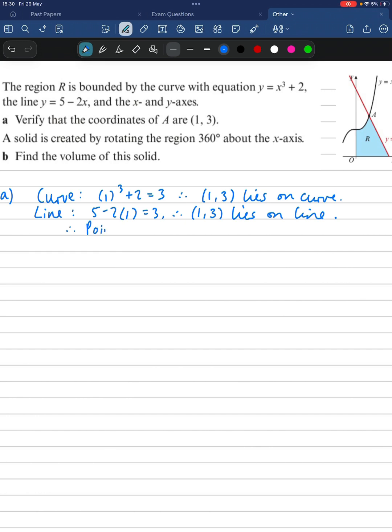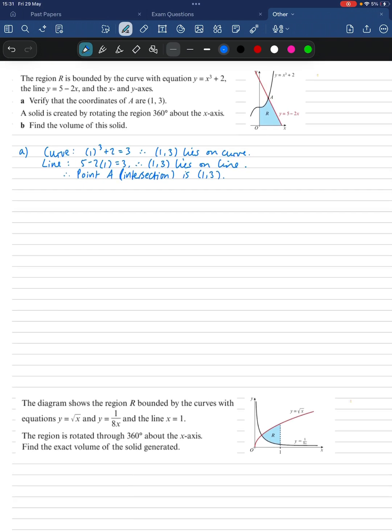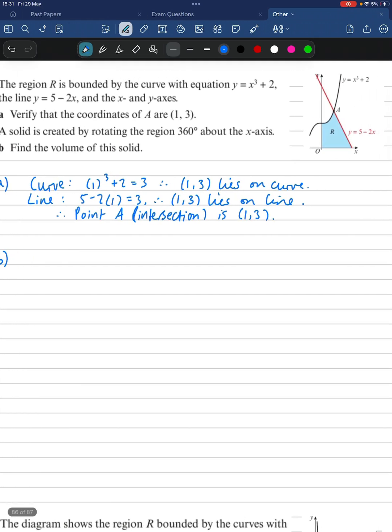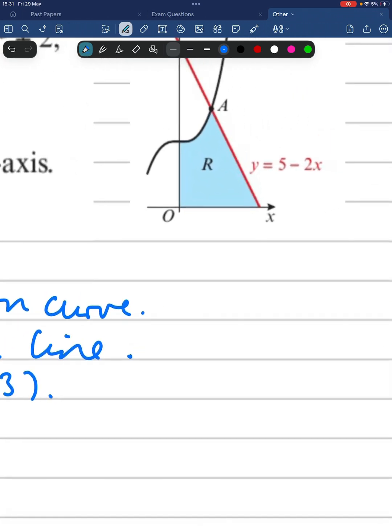Therefore, point A, the intersection, is (1, 3). Okay, so that's verified that point A is the coordinates (1, 3). Now part B, we have to find the volume of this solid.